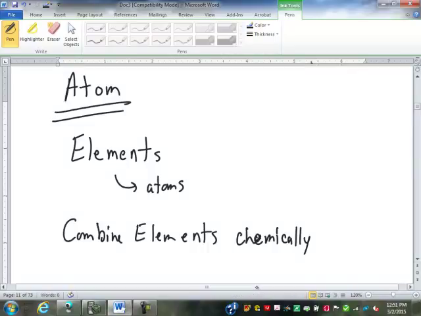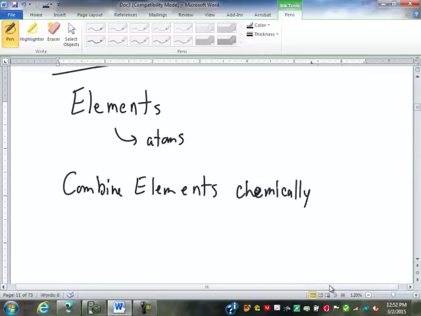Anyway, so you got poisonous gas, a very explosive material. We mix them to make table salt. That's so good in the burger. Yeah. So we combine them chemically, we make something called compounds.